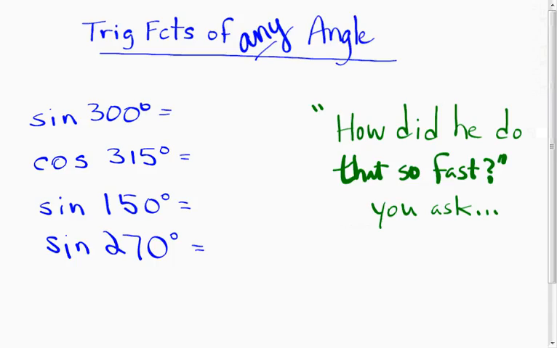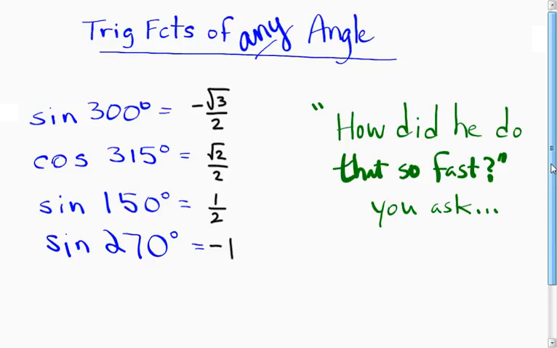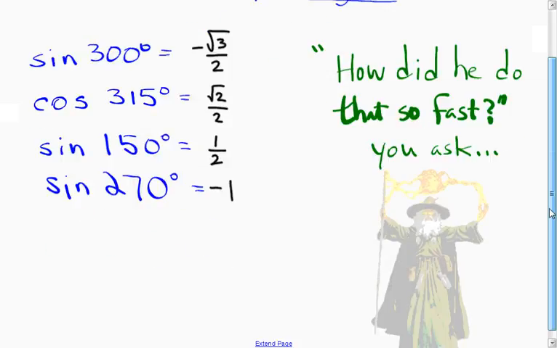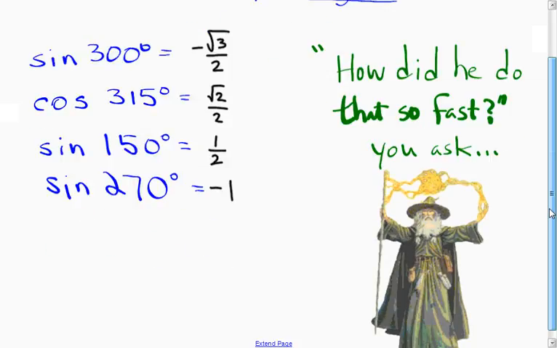To show you how easy this is, I'm going to do these in my head right now. I have not memorized the unit circle all the way around. I've not memorized that table. But I do know the sine of 300, with just a little bit of thought, is root 3 over 2, probably negative. Cosine of 315 is positive root 2 over 2. Sine of 150 degrees is a half. And sine of 270 is negative 1. That's how fast you'll be able to do these. You think about it, how did I do it so fast? Is he a wizard? Is he some kind of a magician?